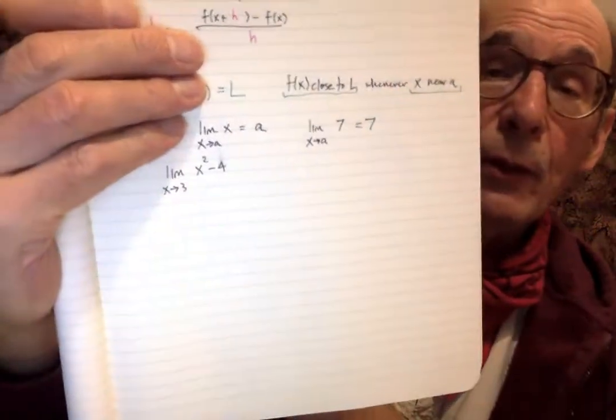There it goes. So just to put this into action, let's look at the limit as x near 3 of x squared minus 4. And so that's the way it would appear. The reasoning is this: if x is near 3, this is not mysterious, then x squared is near 9.